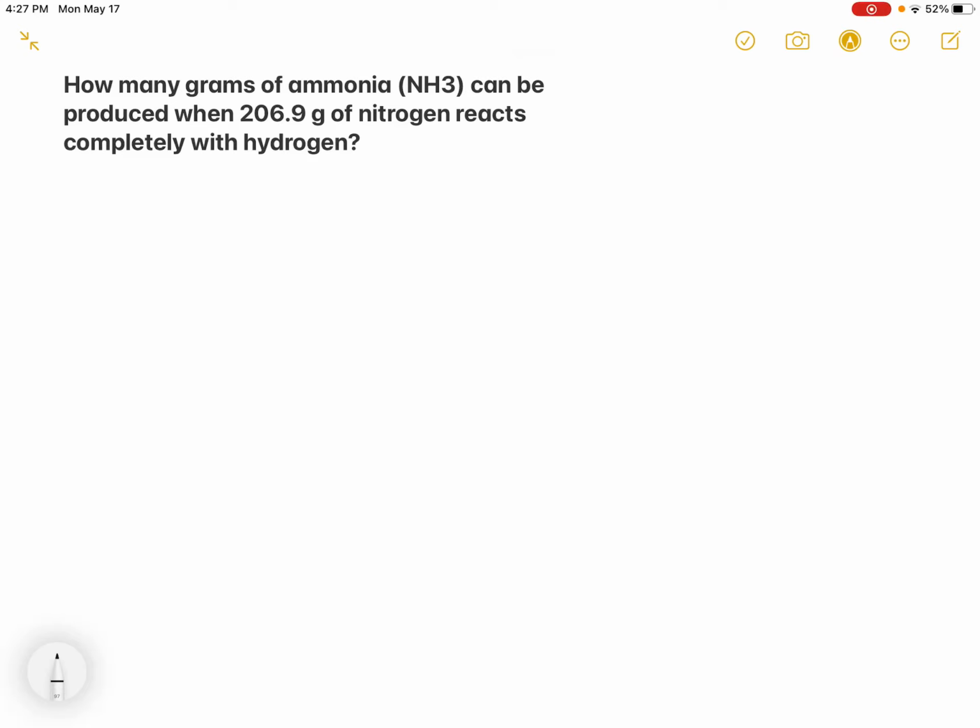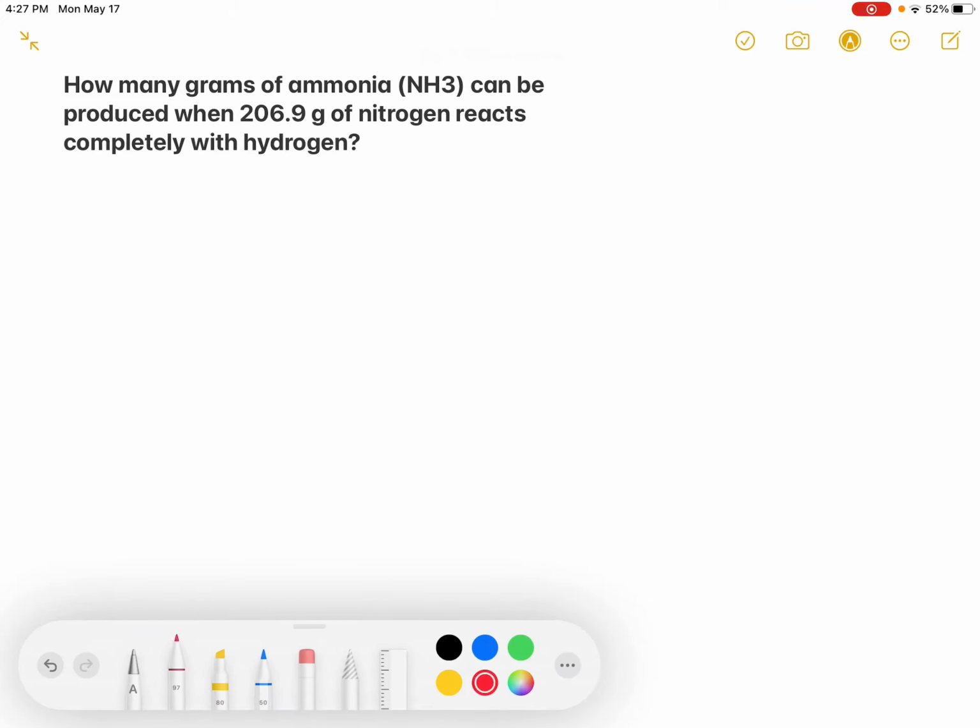Okay, we are back with our last major type of stoichiometry problem. In this question, we are asked how many grams of ammonia, or NH3, can be produced when 206.9 grams of nitrogen reacts completely with hydrogen. So our first step will be to determine what's given and what's unknown, because that's going to help us identify what type of stoichiometry problem this is and how we go about solving it.